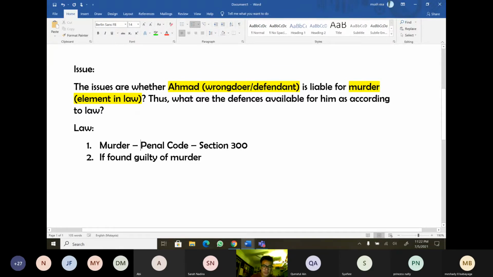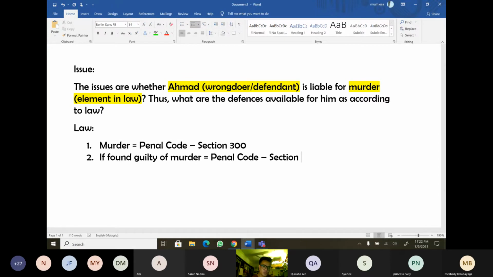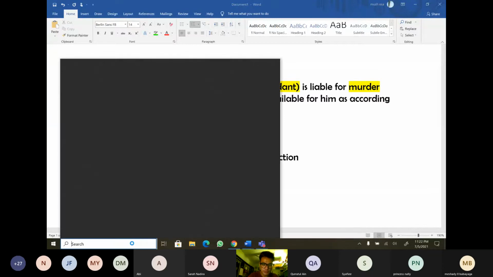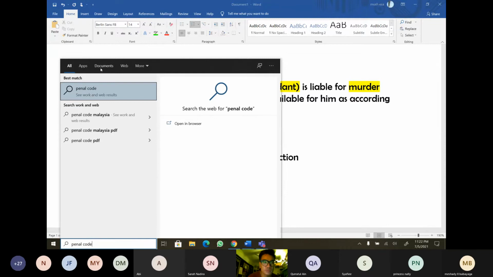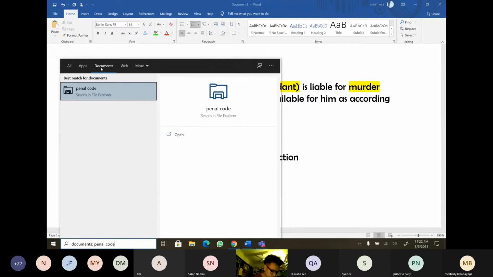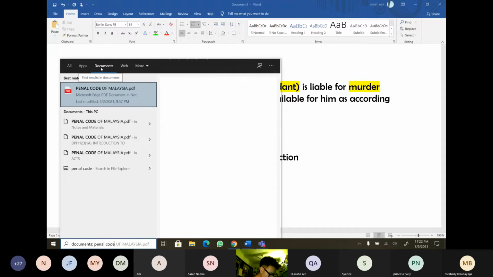punya dia penal code section berapa? Section berapa? I think 302. Can someone double confirm? Penal code. Okay, mak kau. Kan. Belum macam ni.